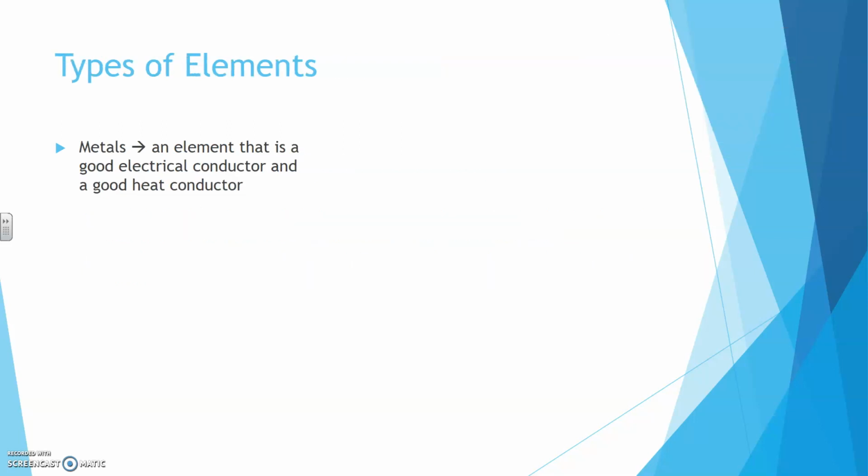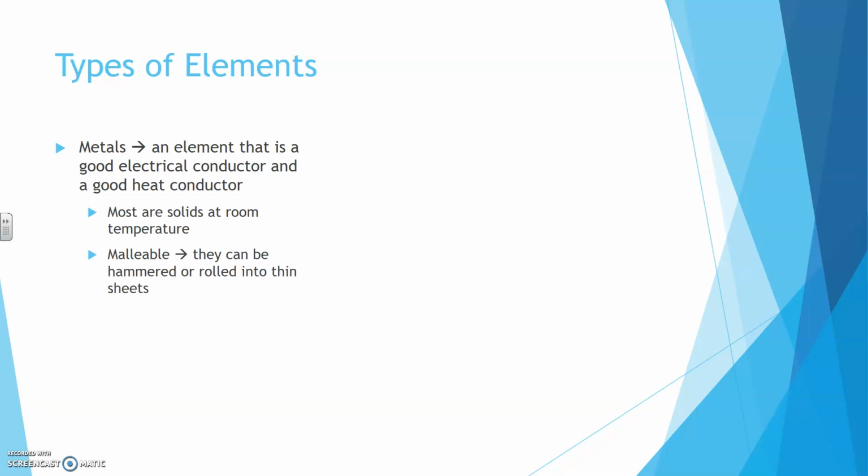So we've got 4 major types of elements that we're going to talk about. First up, we have the metals. These are probably incredibly familiar to you. Metals are elements that are good conductors of electricity and heat. Most are solids at room temperature. They are what's known as malleable, so they can be hammered or rolled into thin sheets. They are also ductile, so they can be drawn into a fine wire.